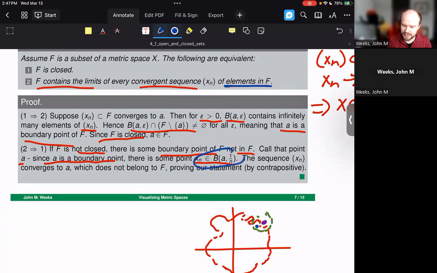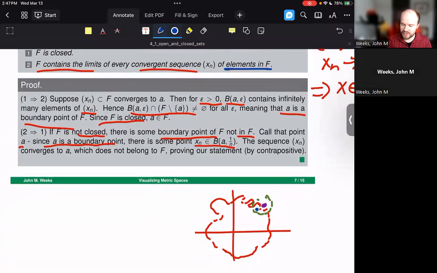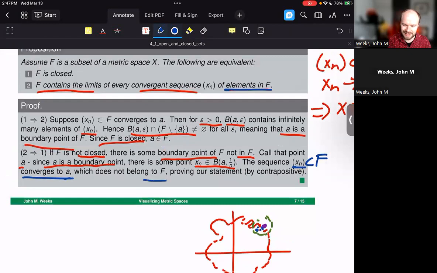This sequence x of n is going to be within the ball of radius 1 over n. And so no matter how you go through and make it work, in fact, this has to converge to A by our definition. It's Cauchy and it converges to A using the definition of convergence. So the sequence x of n, consisting entirely of elements of F, converges to a boundary point A, which is not inside of F. And that's exactly proving our statement by the contrapositive.